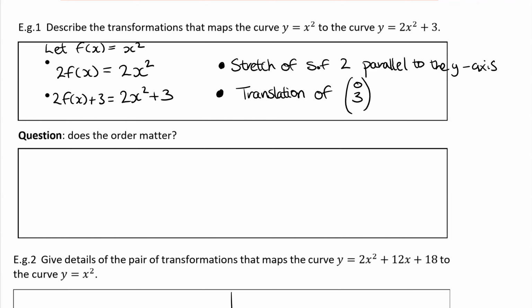So 2x squared plus 3 means you are going to take your value of x squared, you're going to double it, and then you're going to add 3 to it. And then we've got a question, does the order matter? Well, let's have a look.